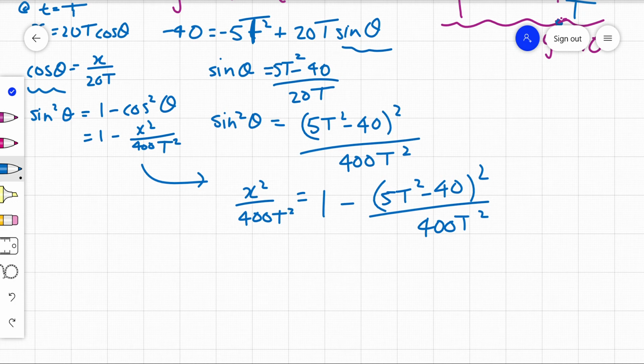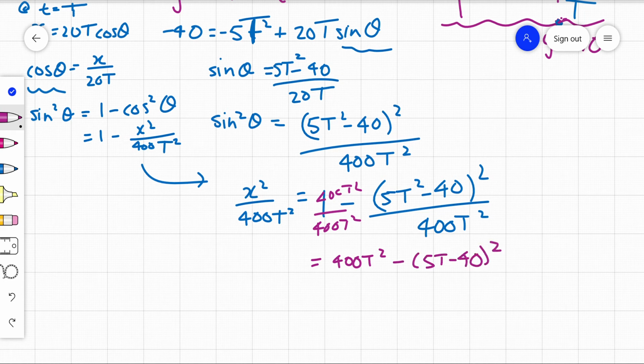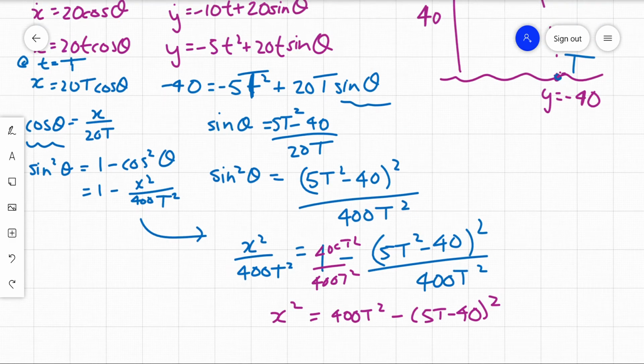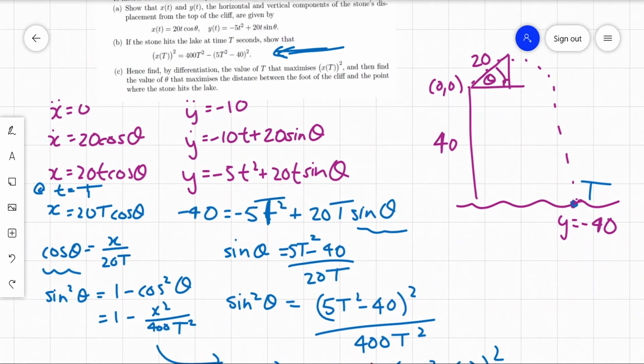All right, so the other thing we can do is make this 1 here 400T squared on 400T squared. Then we can make this one fraction. So you can see we're going to get 400T squared, if I'm looking at the top, minus 5T squared minus 40, all squared, at the top. And on the bottom is 400T squared. But on the bottom of the left-hand side is also 400T squared. So let's just take the top of each, and we get x squared is 400T squared minus 5T squared minus 40, all squared, which is what we were looking for.